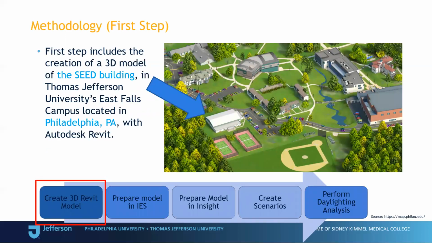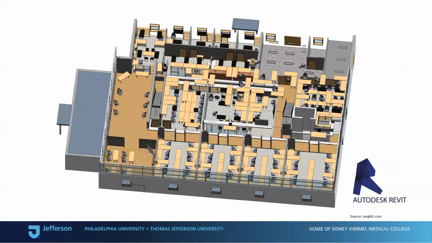The first step includes the creation of a 3D model of the seed building in Thomas Jefferson University's East Falls campus, located in Philadelphia, Pennsylvania, with Autodesk Revit. The seed building is composed of a first floor and a mezzanine floor spread over 14,000 square feet. The building is used for faculty offices and classrooms.